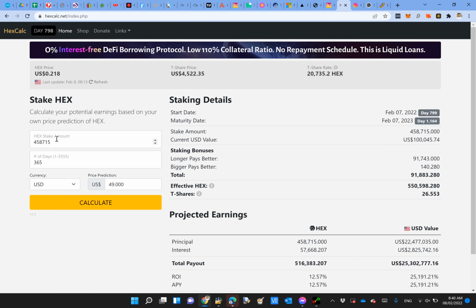Just getting back to here, see this T-share right here? That T-share rate always goes up. The T-share price can go up and down, but the T-share rate always goes up. The T-share rate is how many HEX it takes to buy one T-share.